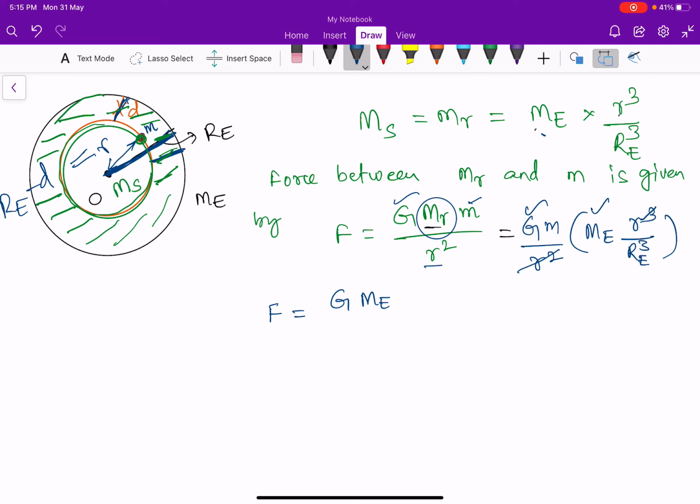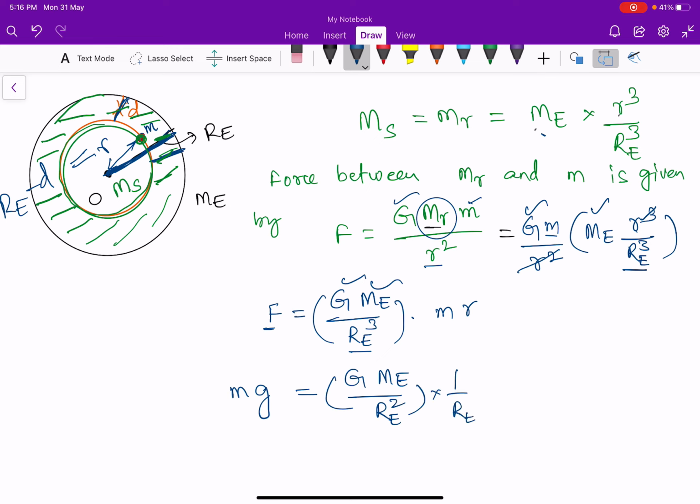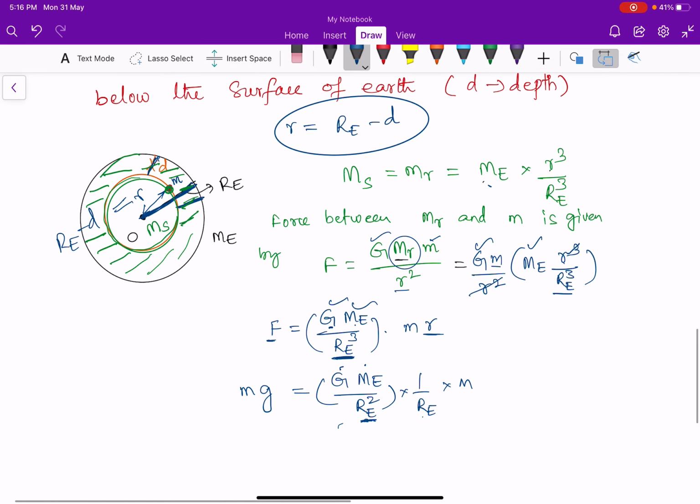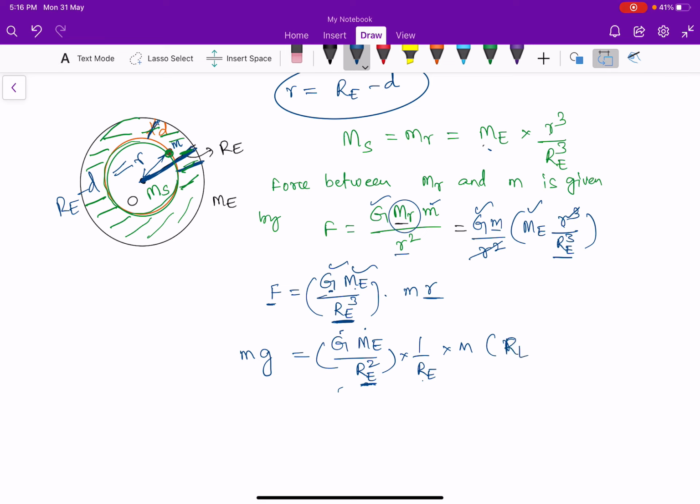G Me is already over. So what is there? Re cube, G Me by Re cube into m into r, just a small r is there. So the force exerted by Earth on the particle, given by mg, is equal to G Me by Re square, G Me by Re square into 1 by Re is left, because Re cube is there in the denominator in the above equation. So Re square into Re is nothing but Re cube. I am writing Re cube as Re square into 1 by Re, into m into, here small r is nothing but small r is equal to Re minus d. This mass is at a distance of Re minus d.